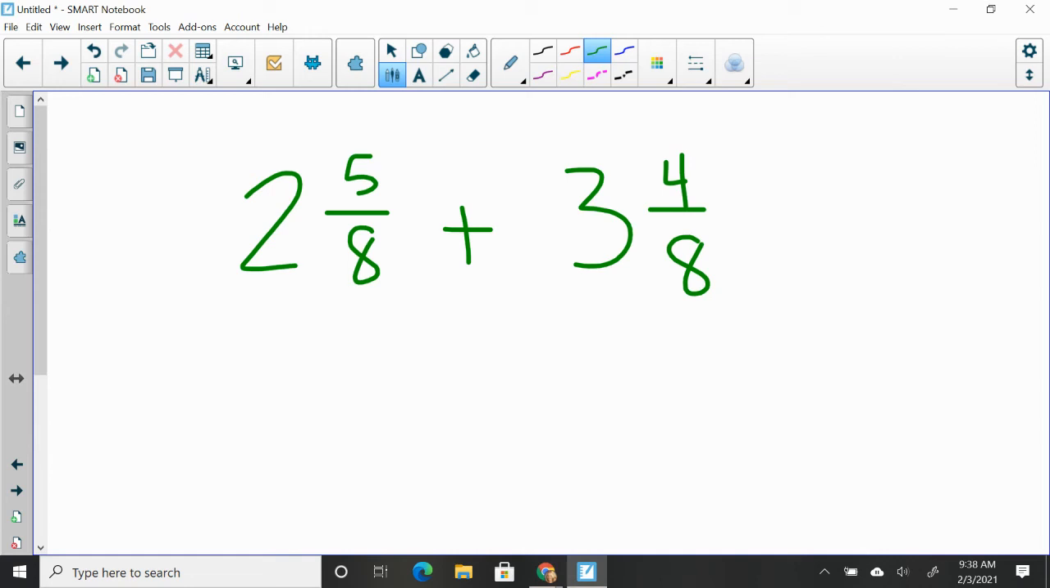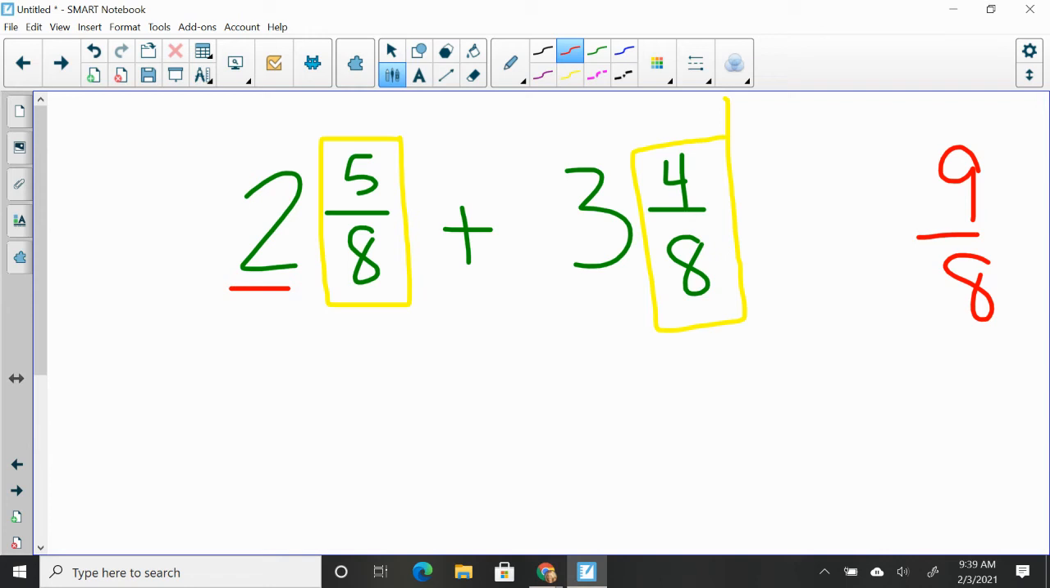Whenever you're adding mixed numbers, you should always add the fractional parts first. That's what I always do. So just in case you have to turn an improper fraction into a mixed number. So if I added 5/8 plus 4/8, how many eighths is that? That's 9/8, right? Okay, so I've got 9/8, and 2 plus 3 is 5. So 5 and 9/8 is my answer.